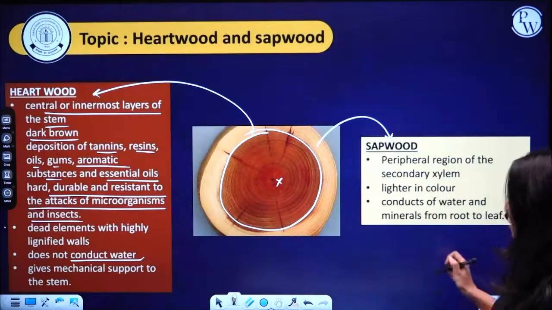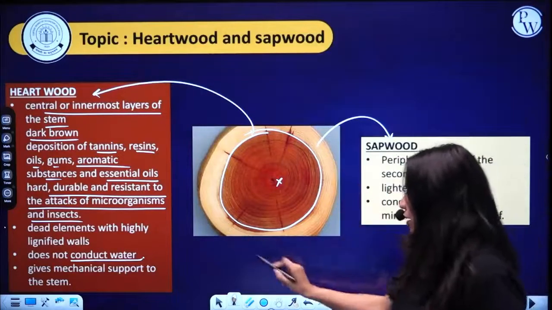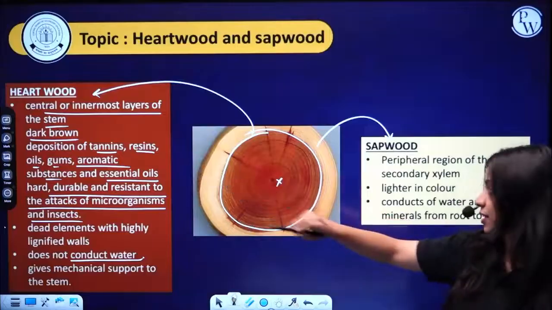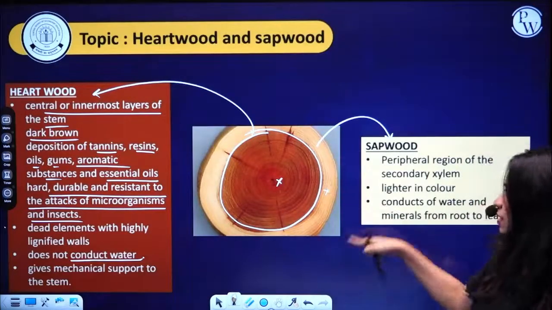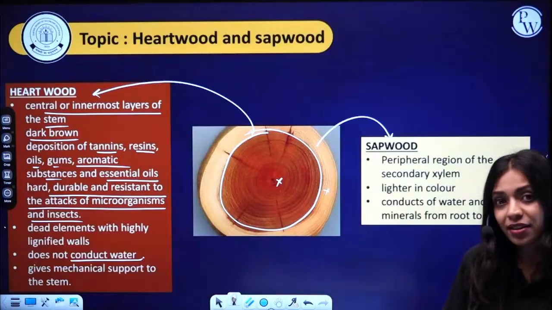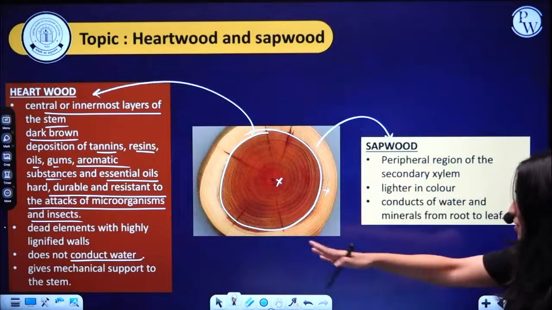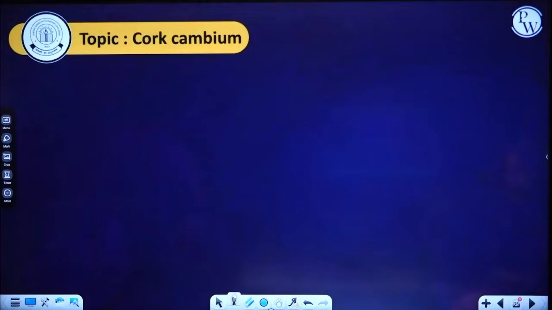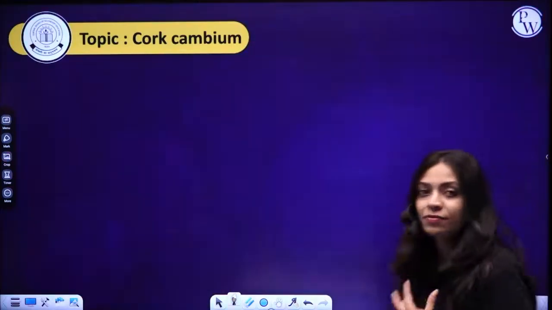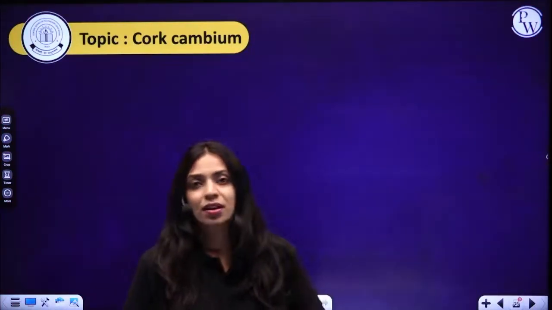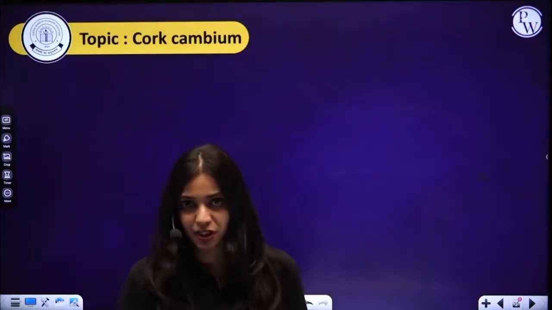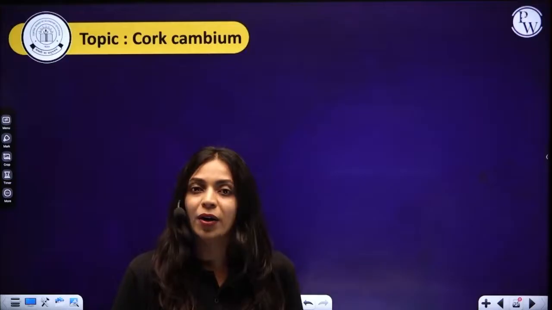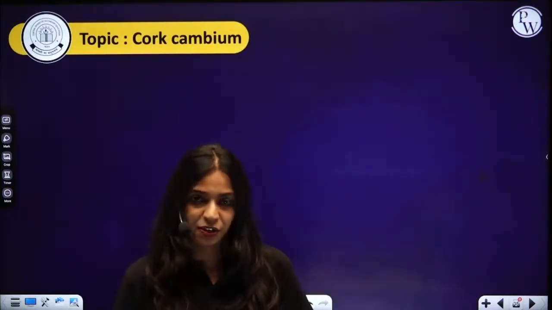Now let's talk about sapwood. It is the peripheral region. Clearly it is much lighter than the heartwood. And the xylem present in the sapwood conducts water for the plant. Okay, so that's the difference between your heartwood and sapwood. Now, we finished learning about how secondary growth takes place because of the vascular cambium. Now we have to learn about how secondary growth takes place because of the cork cambium present in the cortex.